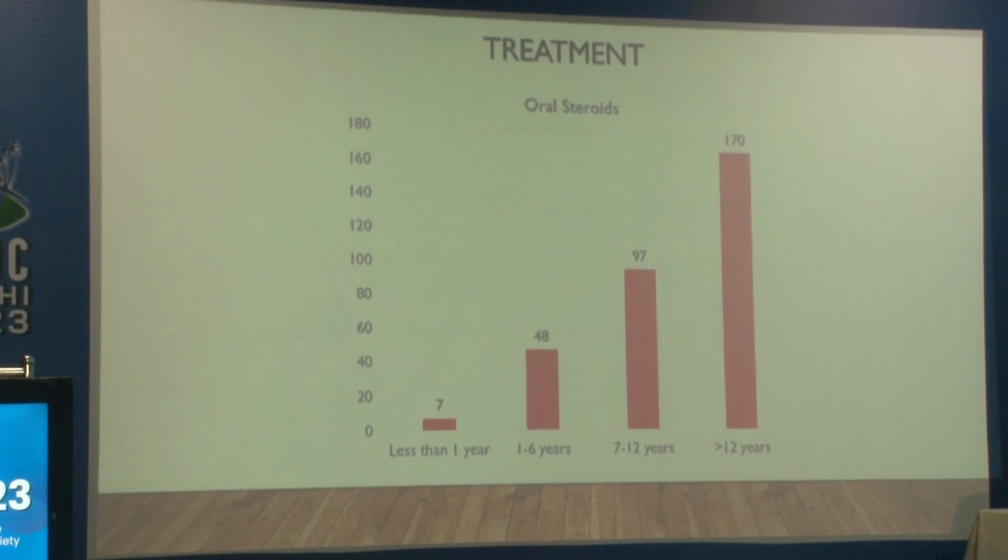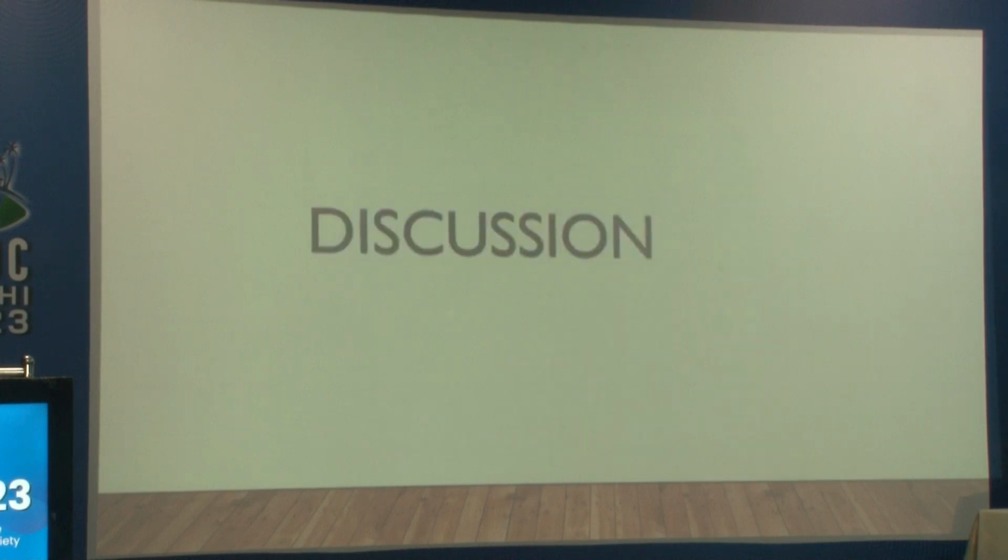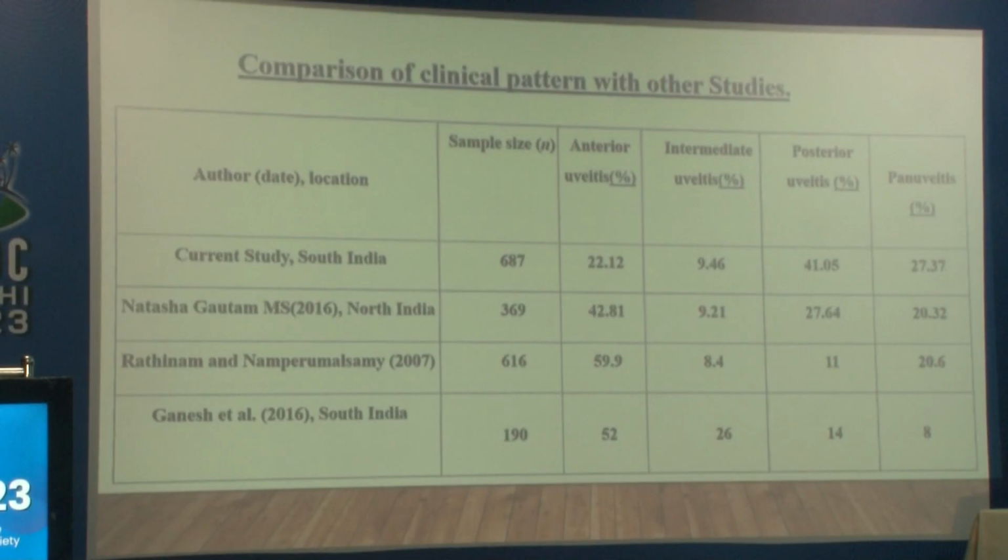Oral steroid was started and it was major in the more than 12 years of age group. This is our sample study size. It was 687 children. In comparison with the other studies, we have the largest group of patients, and posterior uveitis we have found in 41% of the population, whereas in the rest of the studies it's somewhere between 11 and 27%.